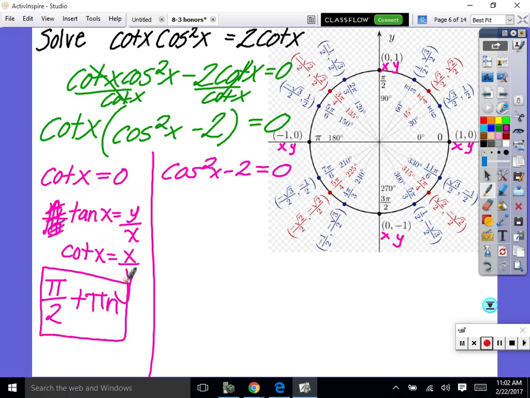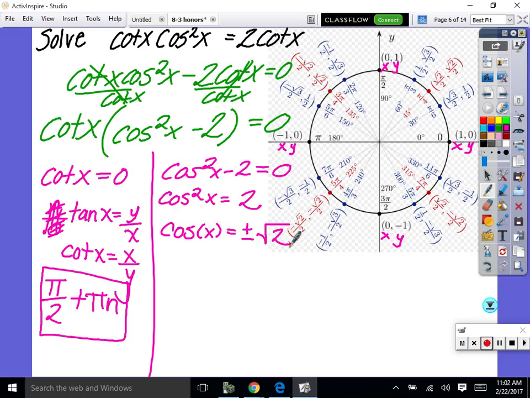And now let's solve for this one. So we would isolate the trig function, so we'd add 2. So we have cosine squared of x equals 2. Now won't we square root both sides? So we have cosine of x equals plus and minus, because when we take the square root of both sides of an equation, we can't forget plus or minus. Plus or minus root 2.